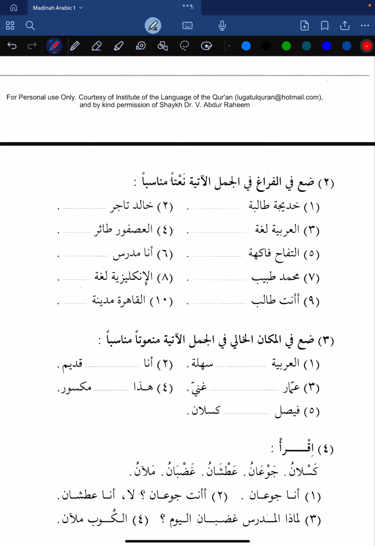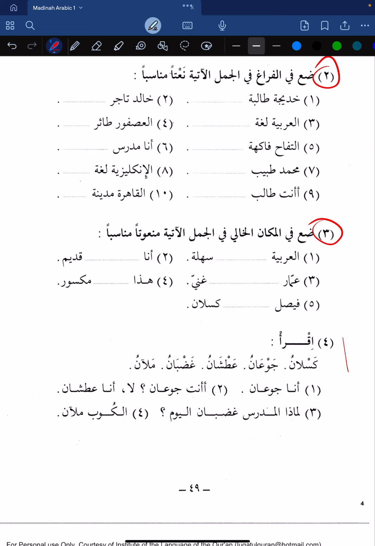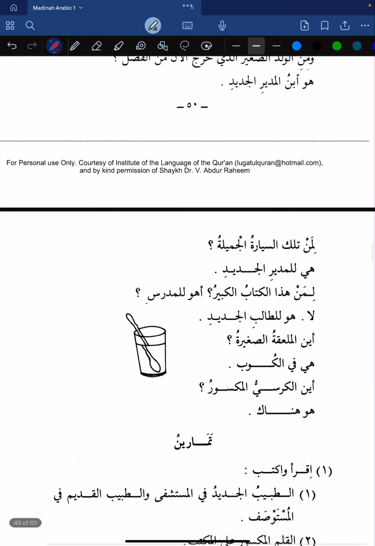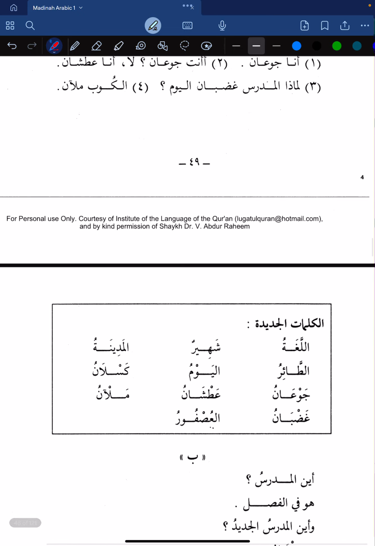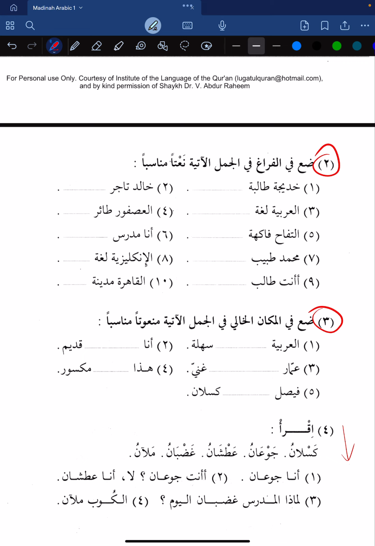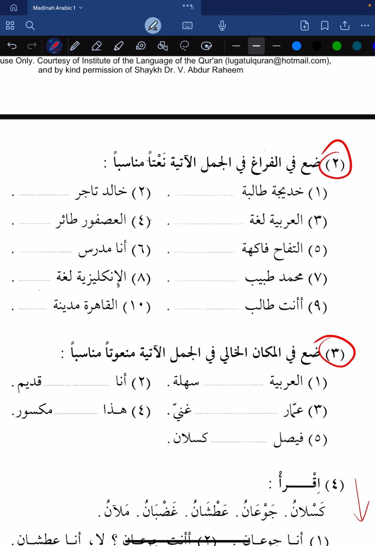Your homework is gonna be terrible. It's gonna be number 2 and number 3. I'll do number 4 later. I'll do number 4 for you guys, okay? Your homework is to try to do this tamreen. Khadijatum talibatum.